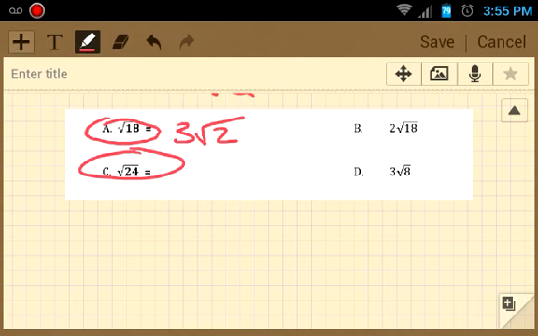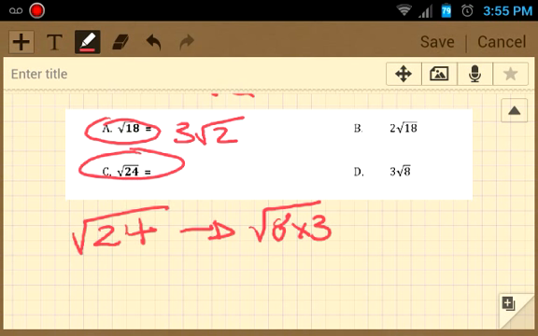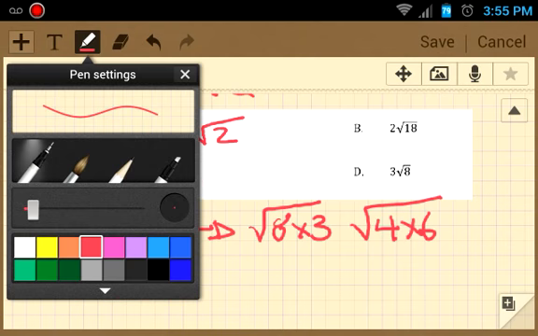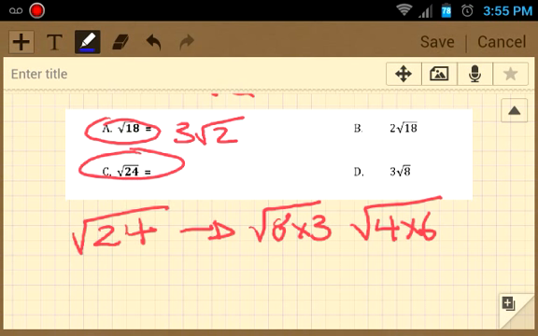Okay, root 24. Root 24 doesn't work because it's not on our list. And it's not 12 because 12 times 12 is 144. So 24 needs to break down into two numbers. Let's try 8 times 3. And let's try 4 times 6. You could have also used 12 times 2, but one of these will work. Let me just change colors here to blue. Okay, square root of 3? No. Square root of 8? No. Square root of 6? Doesn't work. Square root of 4? Yep. So this one will work.